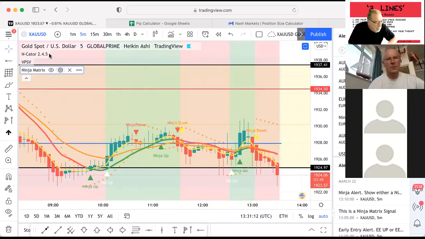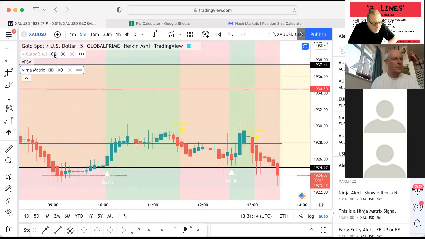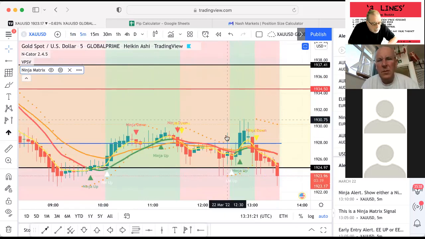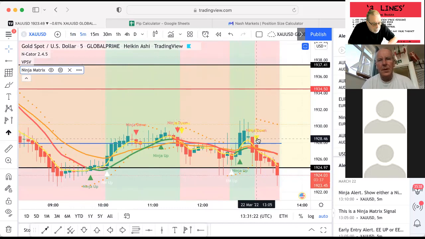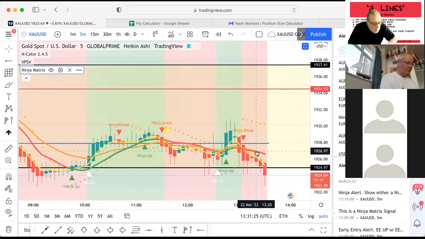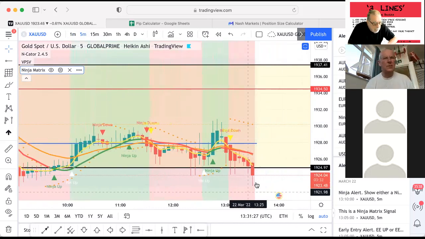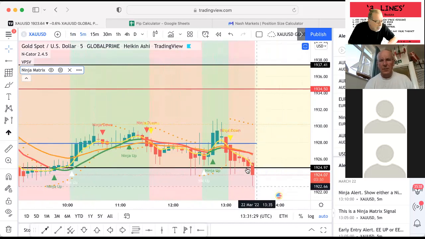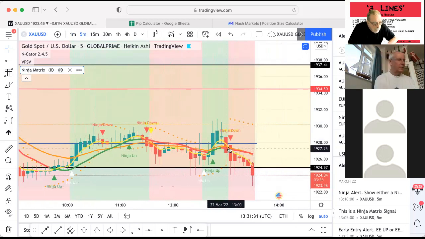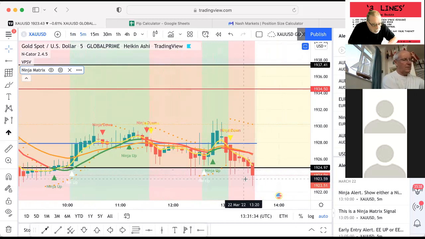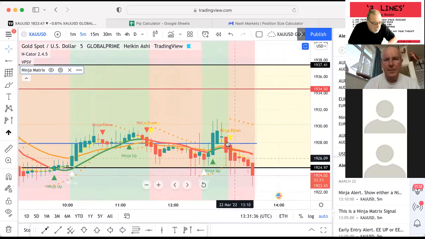I'll just turn off the, you see you've got a Ninja Matrix down there. If I put on the Ninjacator, it superimposes on top of it. So it's the same candle and it's saying we're going down, and that's what's actually happening with price at the minute. Now, I look for the Ninja Matrix to tell me which direction to go in, and I look for the Ninja down to tell me it's time to get in for a sell.